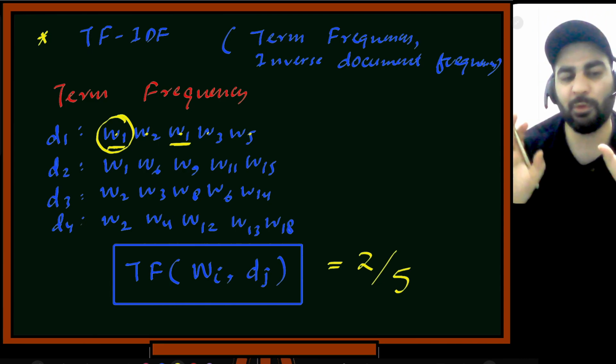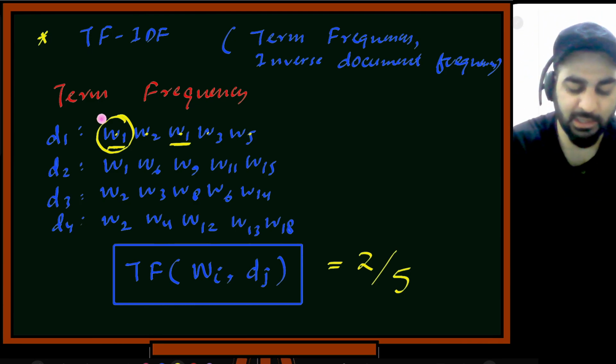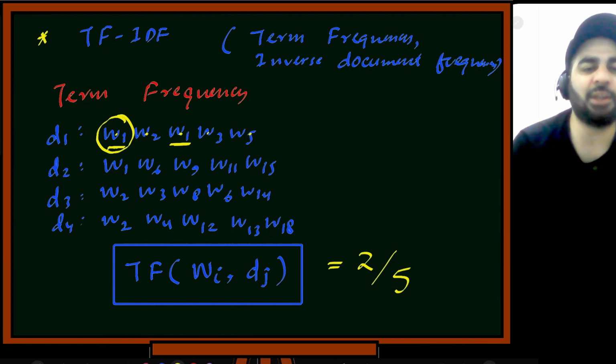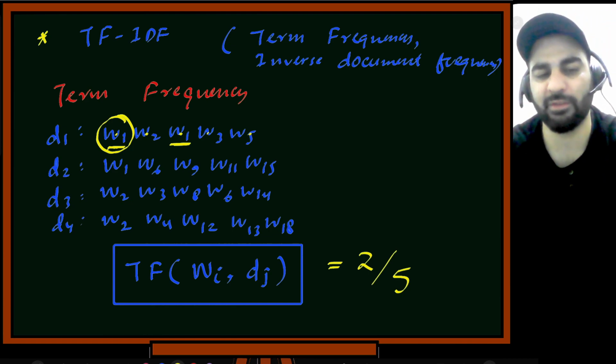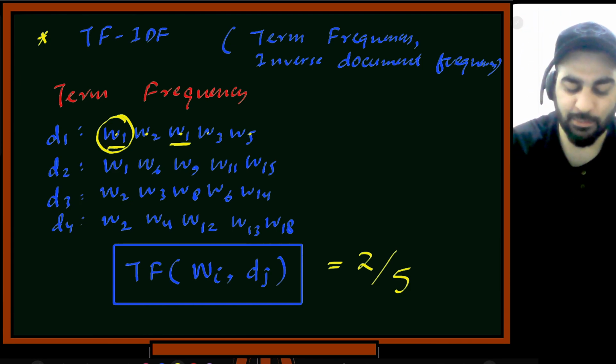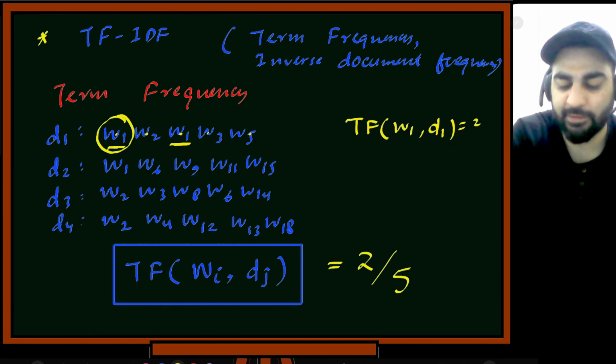So if you ask me what term frequency is, it is the term frequency of a word or a term, which is basically how many times it has occurred in the document. That's known as term frequency. So if you take this word W1, I can write the term frequency of W1 in document D1 as 2 by 5.